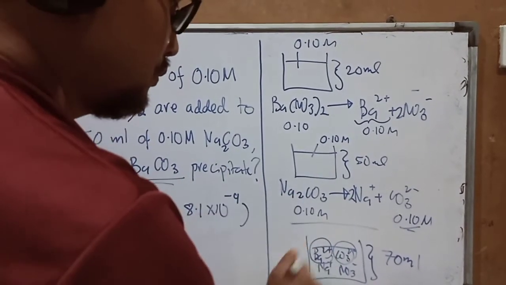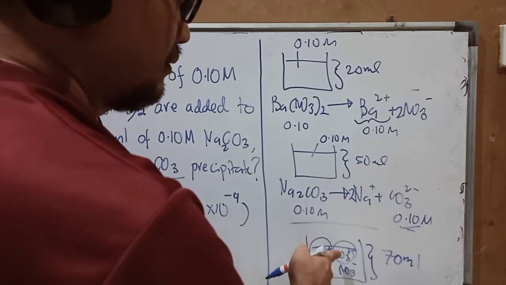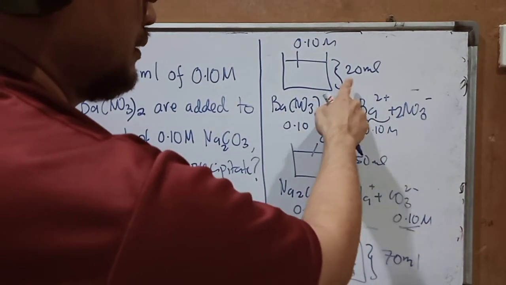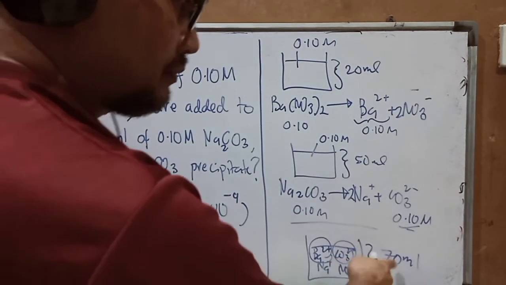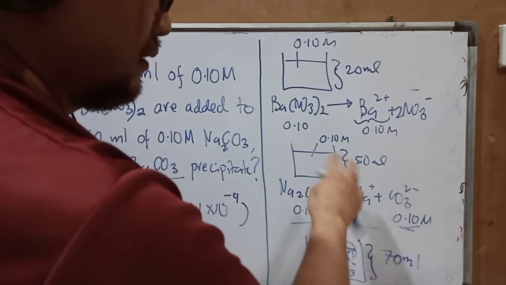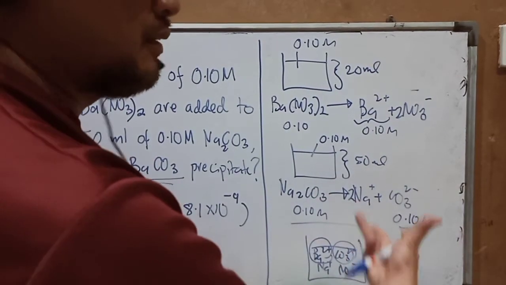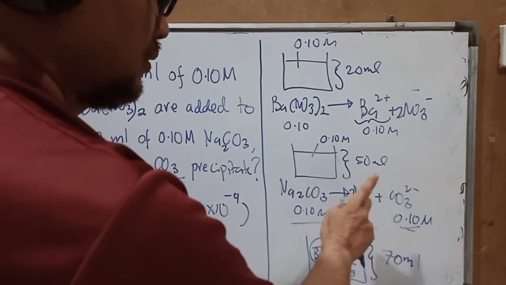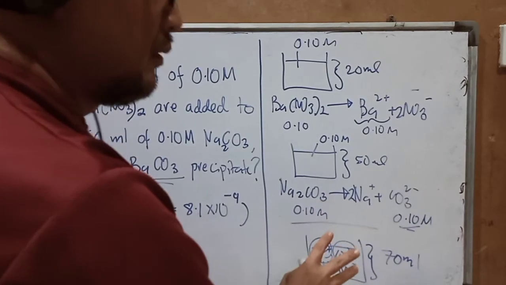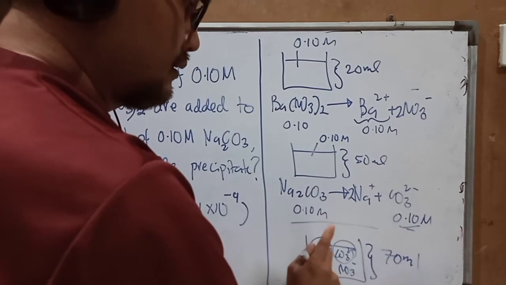So we have to know the new concentration of barium ion and carbonate ion, because before addition the volume of barium ion solution is 20 ml. Now when it's mixed, it becomes 70 ml. That means the concentration must be different, because this is a dilution, as the volume is increased. The same thing goes for carbonate ion, from 50 ml to 70 ml. So we have to calculate the new concentration of Ba2+ and CO3 2-.